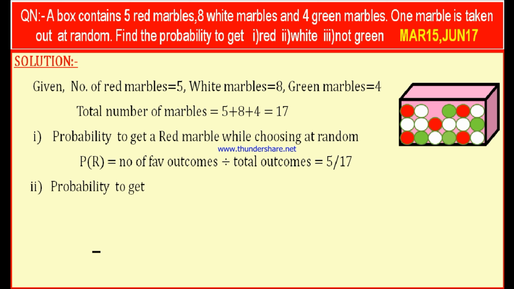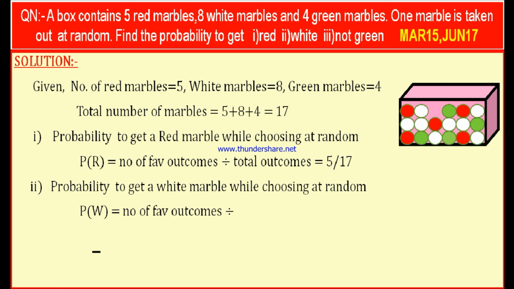And here is the second question. Probability to get a white marble while choosing at random. Here again the formula to find probability to get a white marble is equal to number of favorable outcomes divided by total number of outcomes. Here in this case, number of favorable outcomes means number of white marbles. How many white marbles are there in the box? There are 8 white marbles. Therefore, number of favorable outcomes is 8 and the total number of outcomes is 17. Therefore, this is 8 by 17.